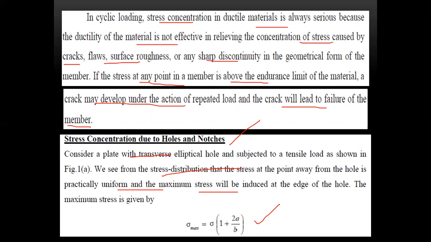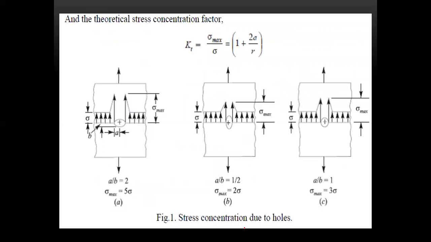Therefore, the maximum stress sigma max is equal to sigma times (1 plus 2a by b), and the theoretical stress concentration factor Kt is equal to sigma max by sigma, which is 1 plus 2a by r. So if you see the various stress concentrations at different holes, here sigma max is 5 sigma, 2 sigma, 3 sigma. So a by b is 2, a half, and 1. So see the changes in the concentration.